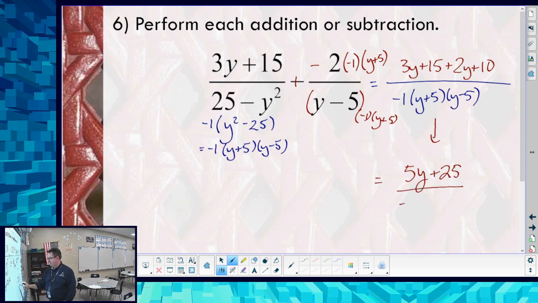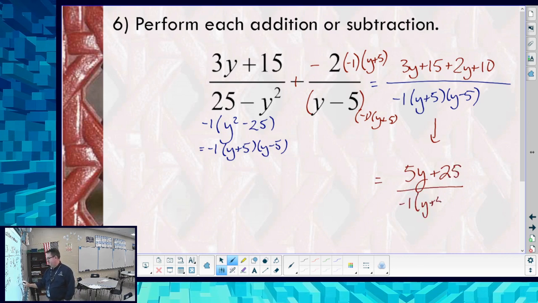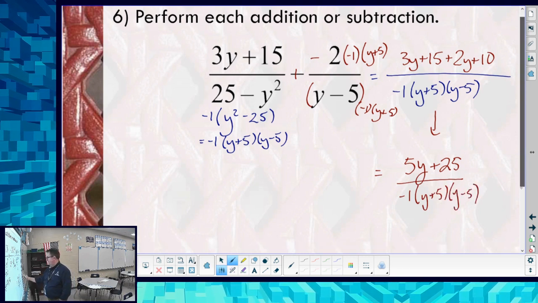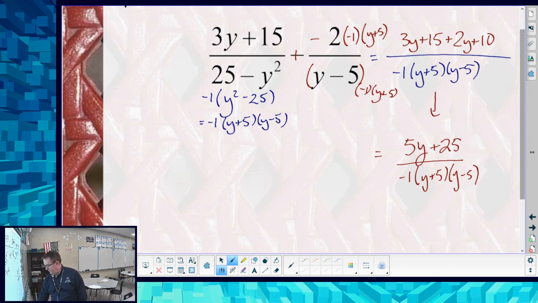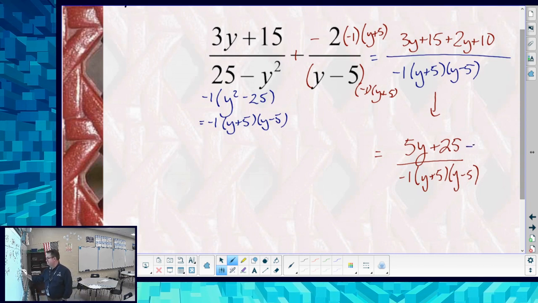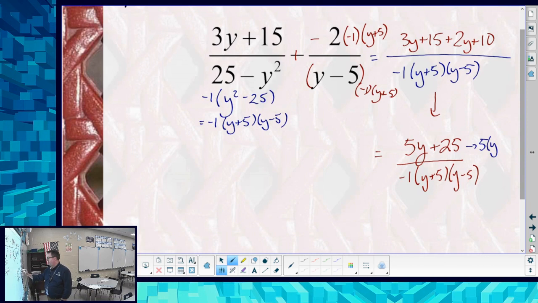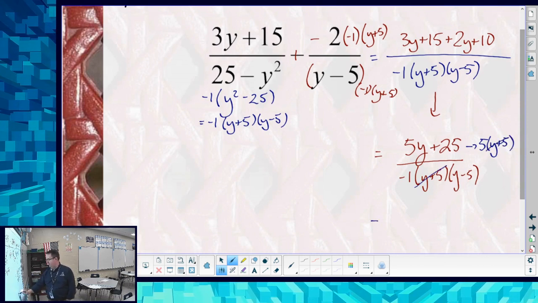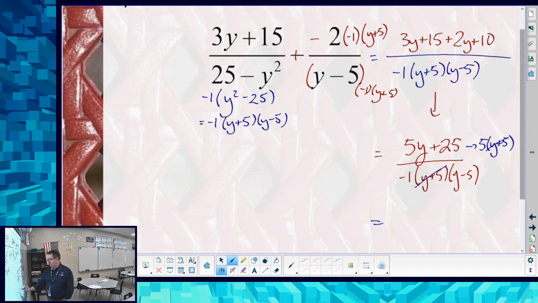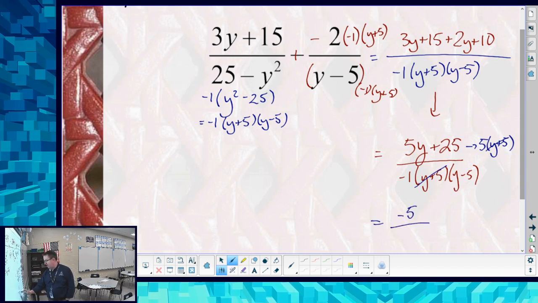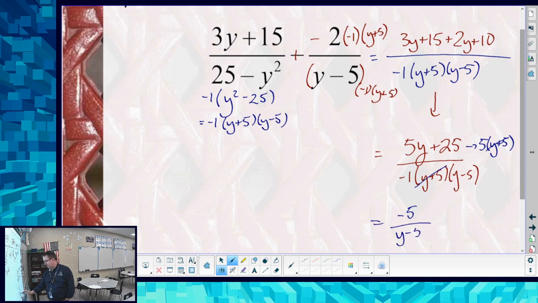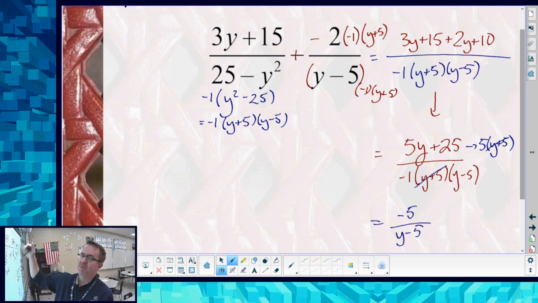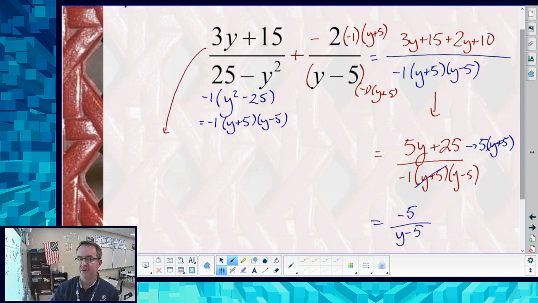So I get this. This top part here is going to factor out to become y plus 5. So that means that these are going to go away. I'm going to divide the negative into the 5, so I'm going to get -5 on the top and y minus 5 on the bottom. Now you may be wondering, hey, Mr. Hayes, what about that 3y plus 15? Couldn't I factor? And the answer is yes.